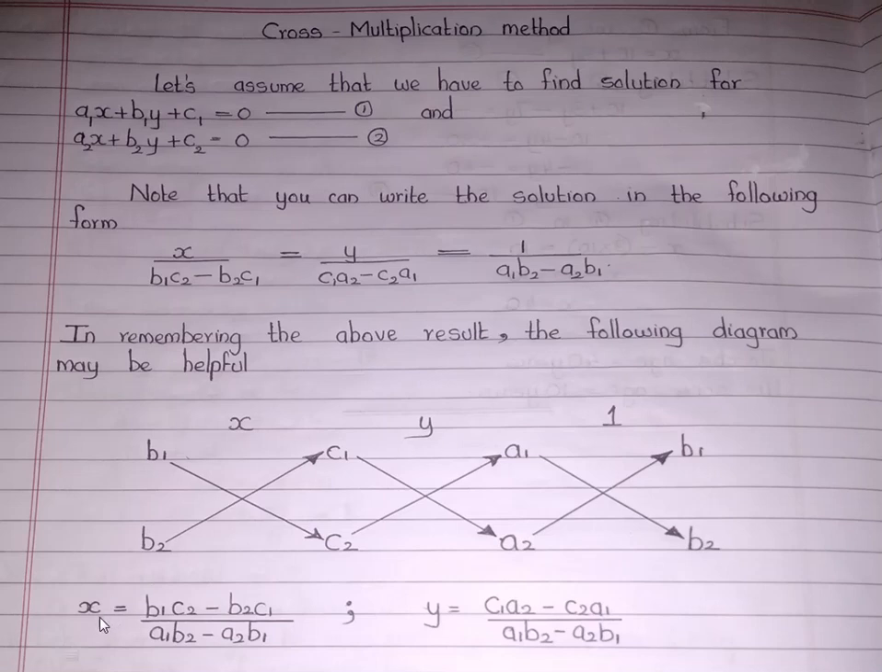So how will you find the solution? x is equal to b1c2 minus b2c1 by a1b2 minus a2b1. y equal to c1a2 minus c2a1 by a1b2 minus a2b1. Students, remember that the denominators are the same. The denominators for this fraction are the same for the x solution and the y solution. For x, the numerator doesn't have the a terms. For y, the numerator doesn't have the b terms.